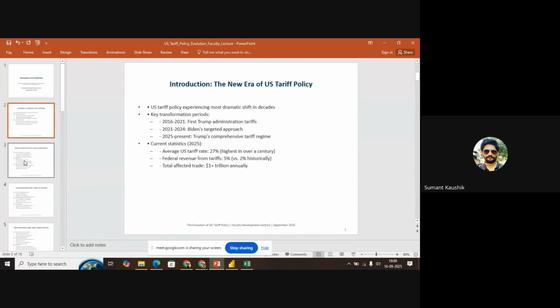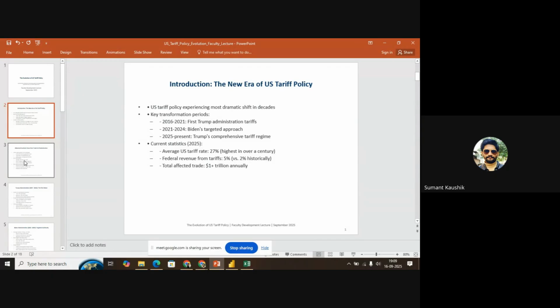It's been going through many phases, but one thing remains common, that is nation first. US tariff policy has been showing dramatic shifts since 2016, then 2024 and 21. We will also include the period before 2016, that is the Obama administration. So we have divided it into four parts: the pre-Trump period, that is the Obama administration; number two, the first Trump administration; then Biden's approach; and then again Trump's approach in this present year.